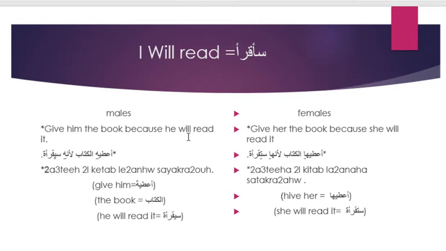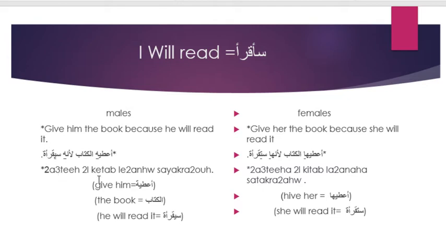لأنه, because he will read it: سيقرأه. Seen is for "will". Yeah is because I'm talking about a male, so I should put yeah for males and ta for females. Yeah for male. Okay, it is equal to ta marbuta. Read it: سيقرأه. Why do we put ta marbuta? Because it equals "it".